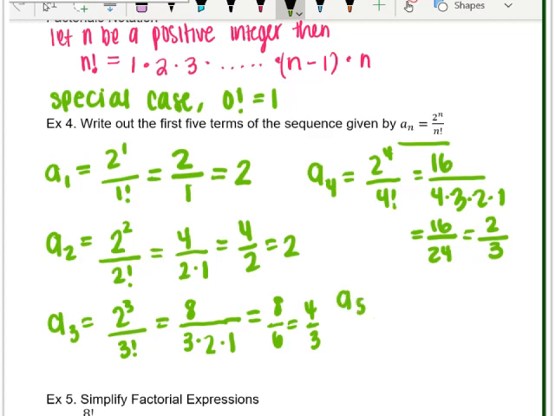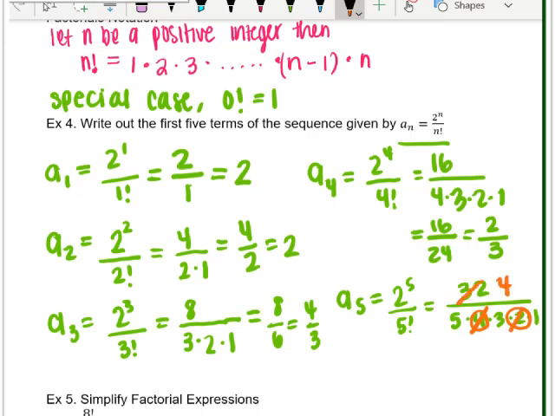All right, a to the 5th is the next one. So 2 to the 5th over 5 factorial. That's going to be 5 times 4 times 3 times 2 times 1. And then on the bottom, 2 to the 5th is 32. Okay, then I'm going to try to do this strategically without using a calculator. So I know 4 and 2, that's 8. And I know 32 divided by 8 is 4. So these cancel out and you get that 4 left. So your answer would be 4 over 15.